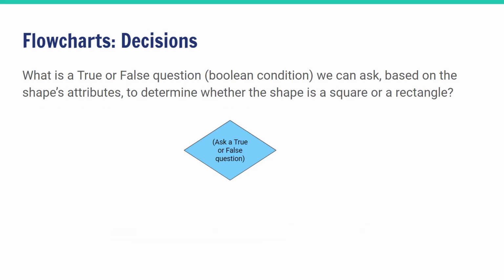So if we go back to our example of being able to tell a square from a rectangle, let's think about what is a true or false question, or a Boolean condition, that we can ask based on the shape's attributes to determine whether that shape is a square or a rectangle. Well, maybe one question we can ask is, does the shape have 4 equal sides? Notice that question is a true or false question. The only answers it can have are true or false. So that's a Boolean condition.